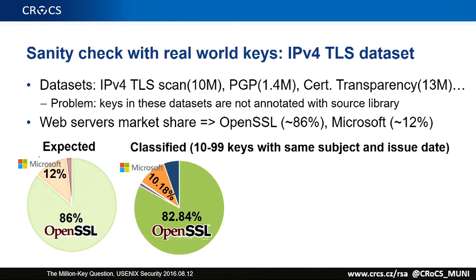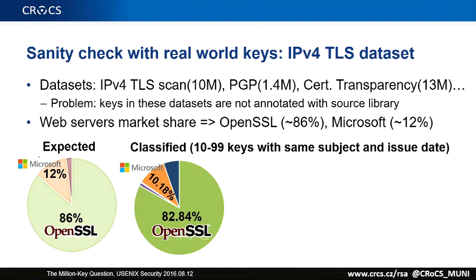We took a subset of the TLS dataset, where we can batch together keys which we assume are coming from the same source, with the size of at least 10, but below 100 keys. And we batched these keys based on the subject and issue date. We got a result like this. Yeah? So OpenSSL 82%, Microsoft slightly more than 10%.